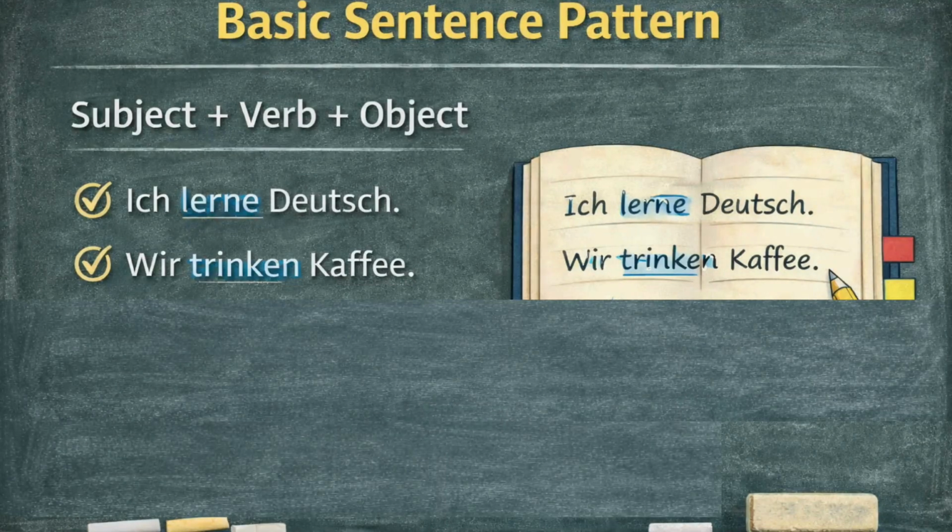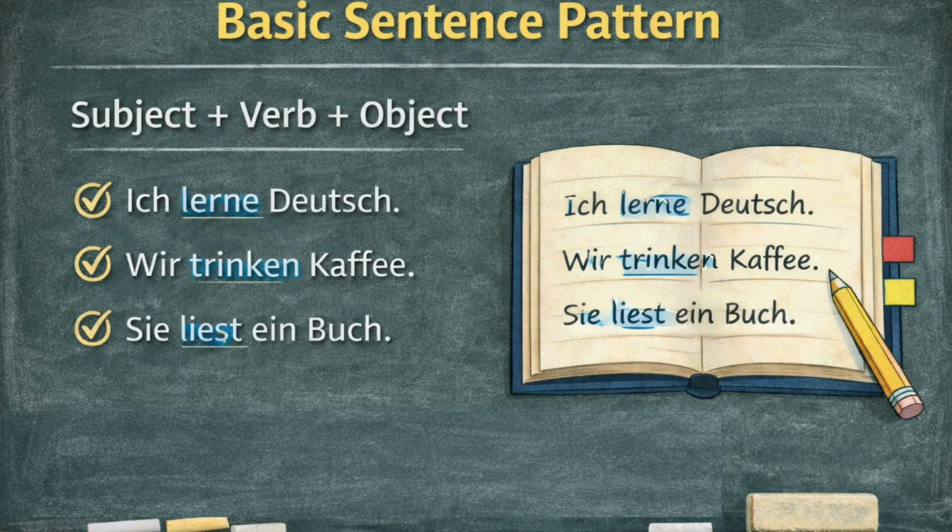Second example, wir trinken Kaffee. We are drinking coffee. Wir is the subject, trinken is the verb, and Kaffee, coffee, is the object. Another example, sie liest ein Buch. She is reading a book. Sie is the subject, liest is the verb conjugated from the verb lesen, to read, and ein Buch is the object, a book.